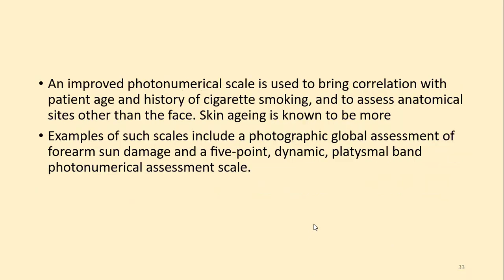So some modification in the photonumerical scale is done with correlation of age and history of cigarette smoking, and the anatomical sites, with scales including the photographic global assessment of forearm sun damage and the 5-point dynamic platysmal band photonumerical assessment scales. So the further description of these scales is beyond the scope of this lecture. You can study it and Google it for more detailed information about the platysmal band photonumerical scale, the forearm sun damage scale and the simple photonumerical photo damage scale.